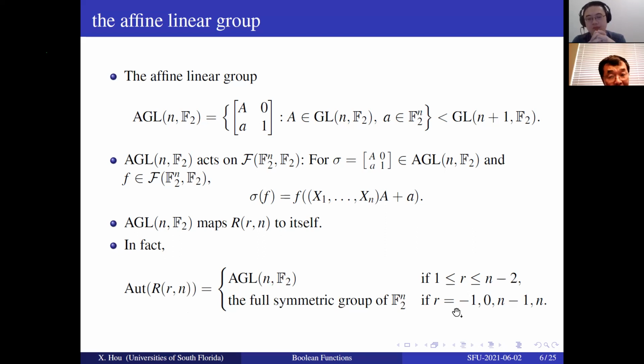In the remaining extreme cases, when R is -1 or 0 or n-1 or n, the automorphism group of the Reed-Muller code of order R is the entire symmetric group of the vector space F2 to the n. Okay.